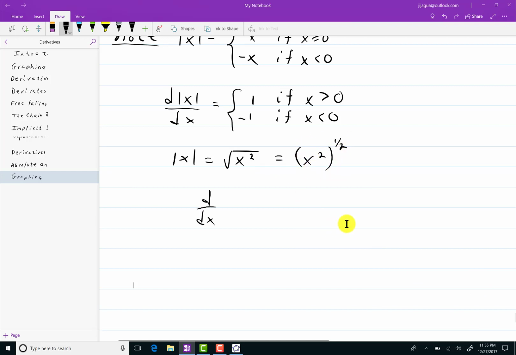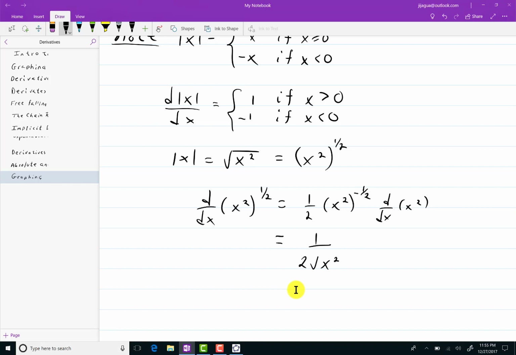So when I take d over dx of x squared to the 1/2, the first thing I'm going to do is take this 1/2 in front. I'll get 1/2 x squared to the negative 1/2, and then I'll take the derivative of x squared because of the chain rule. So I'll get 1 over 2 times the square root of x squared times 2x. And then notice that the 2's cancel. I'll have x over, and if I want to rewrite this again, the absolute value of x. To me this way is more evident that the function is not defined when x equals 0.